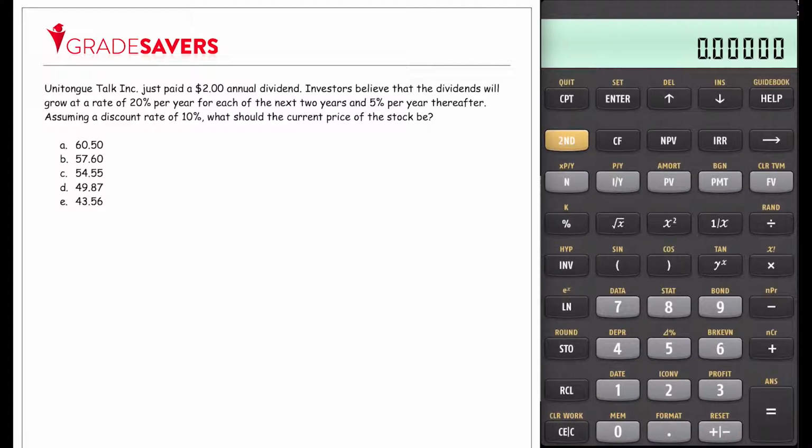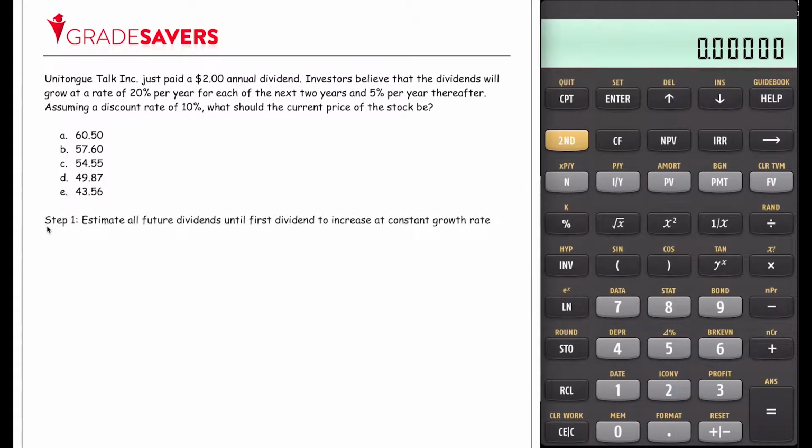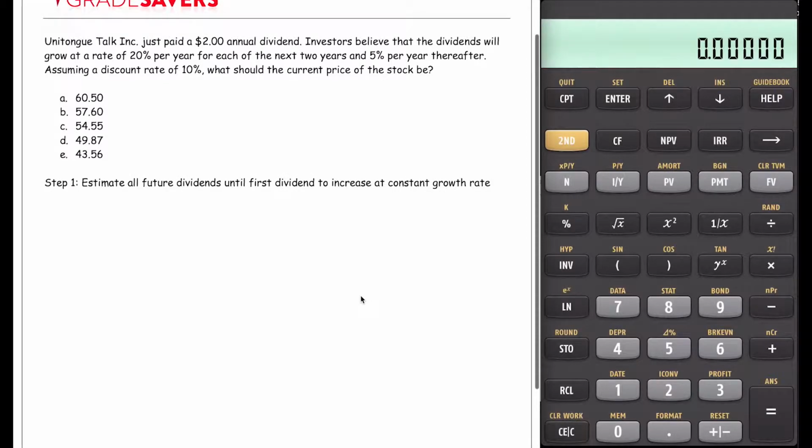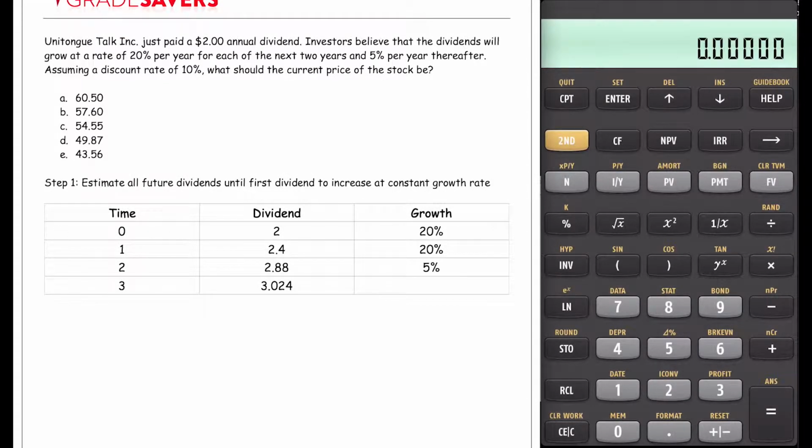So this is a very typical stock valuation question, and the way that I would tackle it is by first estimating all future dividends until the first dividend that has grown at this constant rate of 5% per year forever. To do that, I'd set up a table with one column for time, a second column for dividend, and a third column for the growth rate. In this example, we're offered the dividend that has just been paid, so the dividend at time 0 is $2. And we are told that this dividend is going to grow by 20% for 2 years and by 5% forever thereafter.